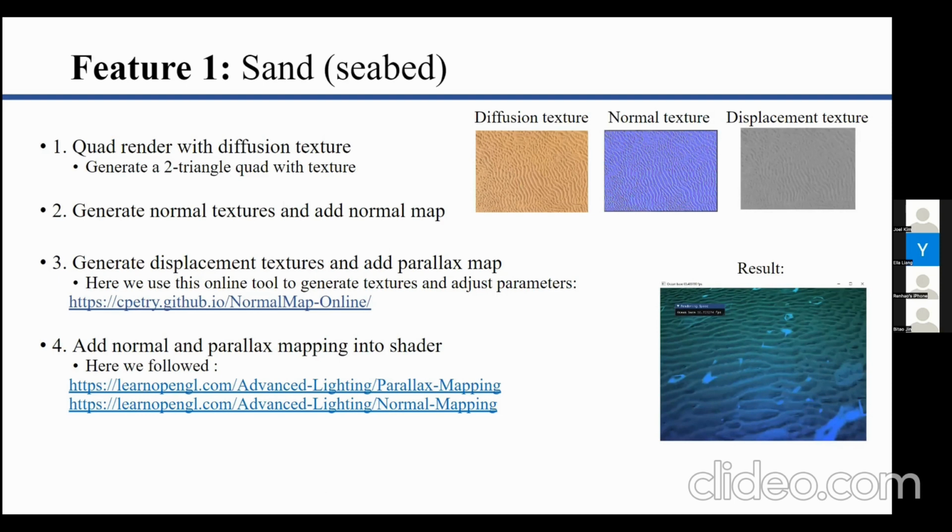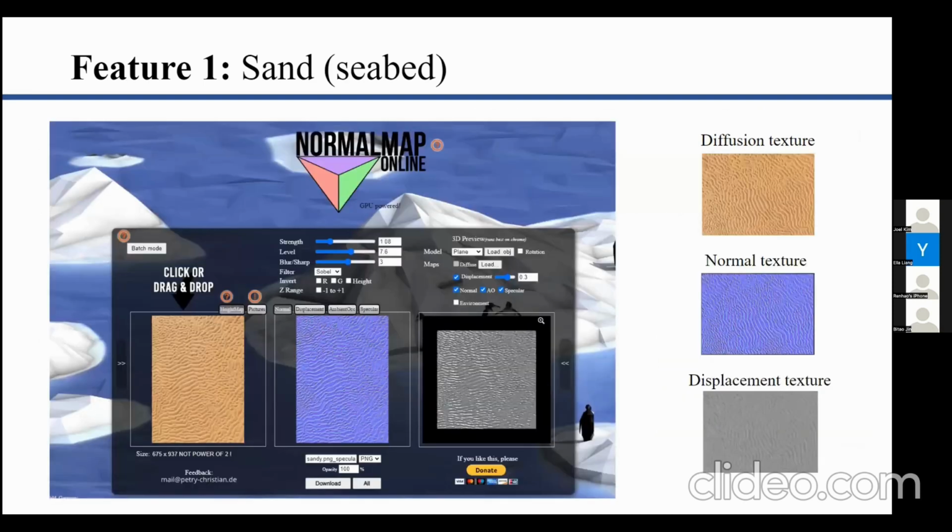So the first feature is parallax occlusion mapping, which you can see on the seafloor. We used a quad render with the diffusion texture, and then generated normal textures and added normal maps along with displacement textures to give the artificial depth to the sand. And finally, we combined the normal and parallax mapping into the shader.